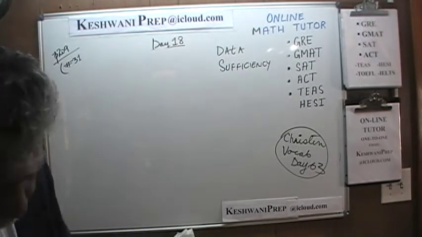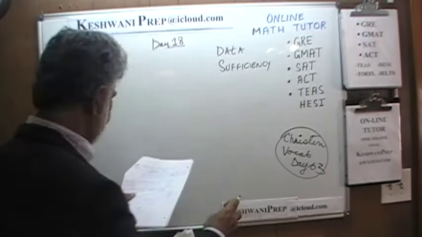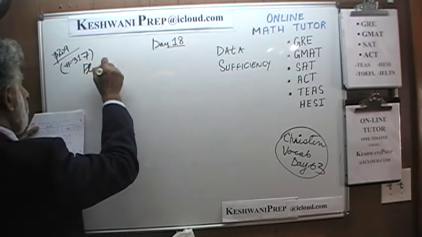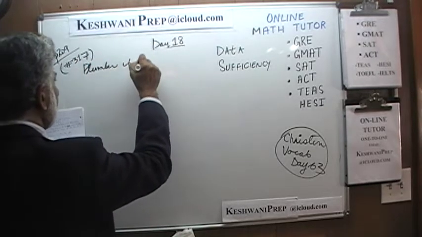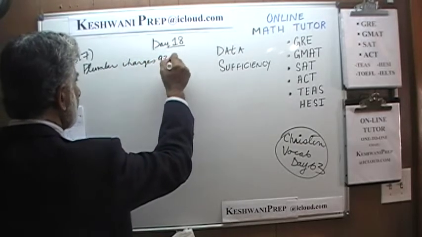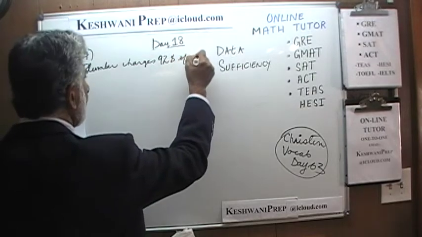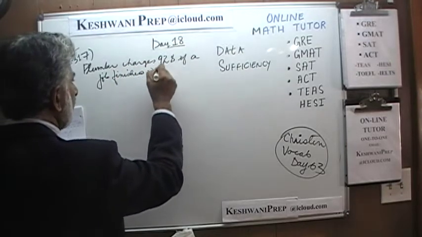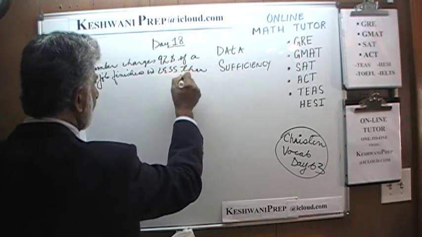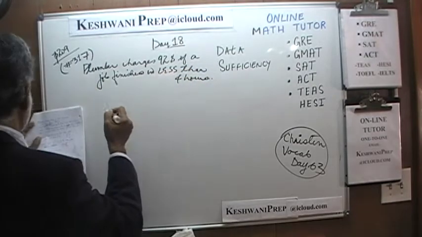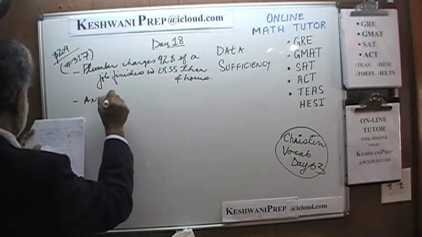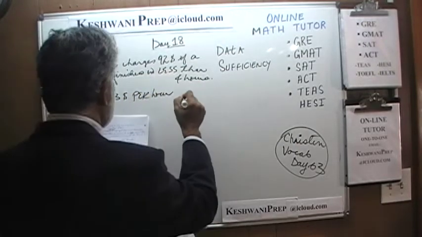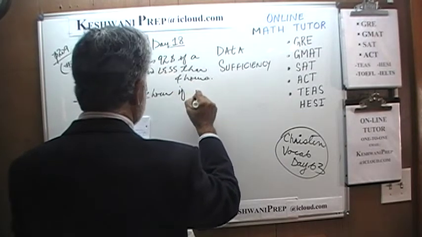Number 317. Let's see what we can do here. Number 317 is a little bit more involved. We have a plumber who charges $92 if a job finishes in less than 4 hours, and $23 per hour if the job takes more than 4 hours.